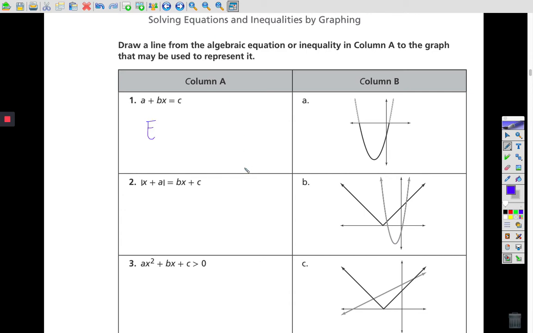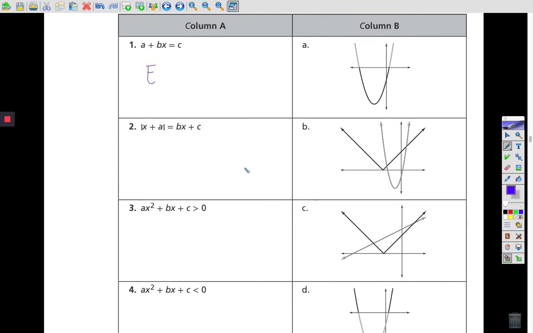So E would be a good example for one. All right, number two, we've got the absolute value of x plus a. So the left side tells me I'm going to have what type of graph? Not a U, but it's going to look like a V. A V. Absolute value looks like a V. And then bx plus c, again, tells me that's going to be a straight line. So do we see a V in a straight line somewhere? C.